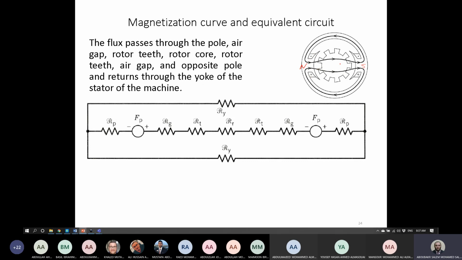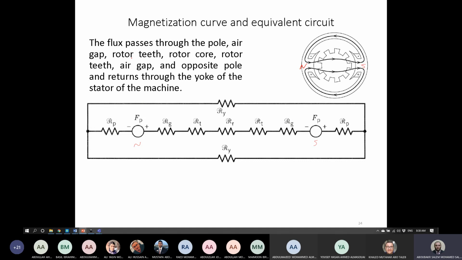So we have two sources for MMF because we have two coils. So here, as you can see, we have one F, which is MMF, and this is the other F. So this represents pole S and pole N. So as you can see, this is F1 and this is F2, or F at pole N and this is F at pole S.